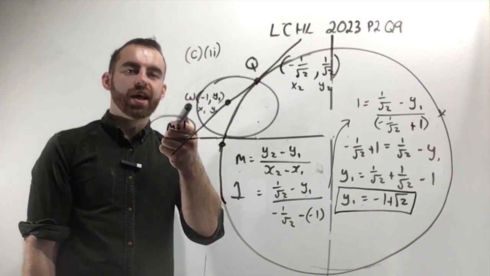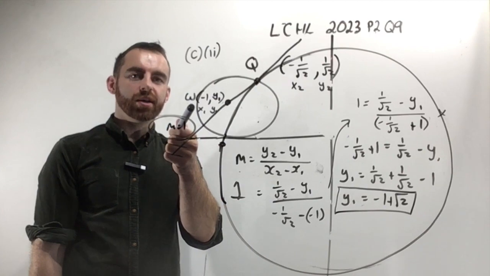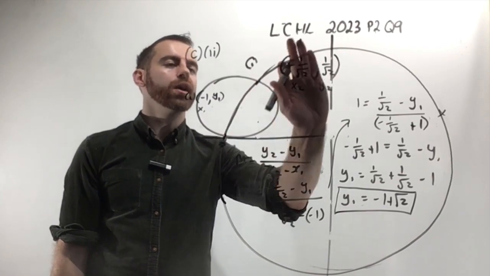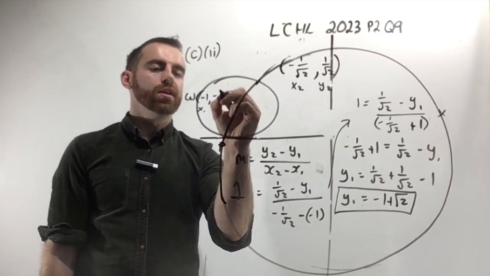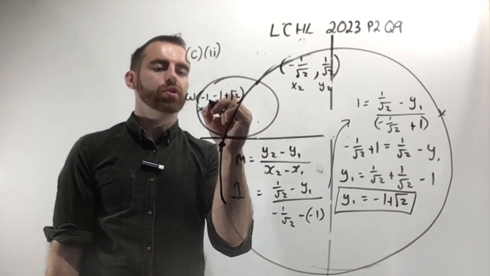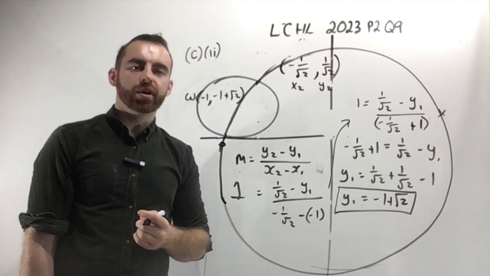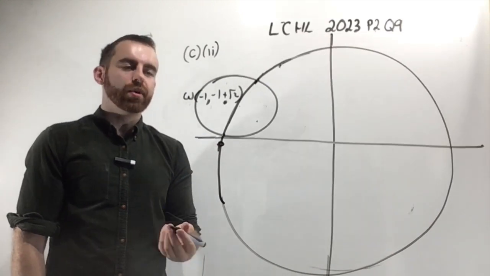In other words, now I know what the center of this circle is. The x coordinate is -1, we worked that out at the very start, and now I can say that the y coordinate of the center of my circle is -1 plus root 2. So that's your center. Now the last thing we need to do is work out the radius of this circle. There's a couple of ways of getting the radius.